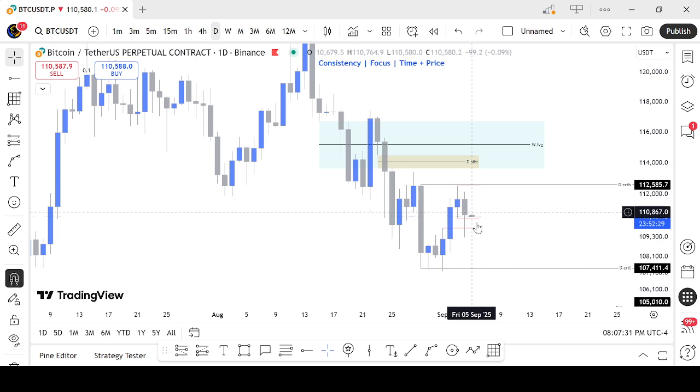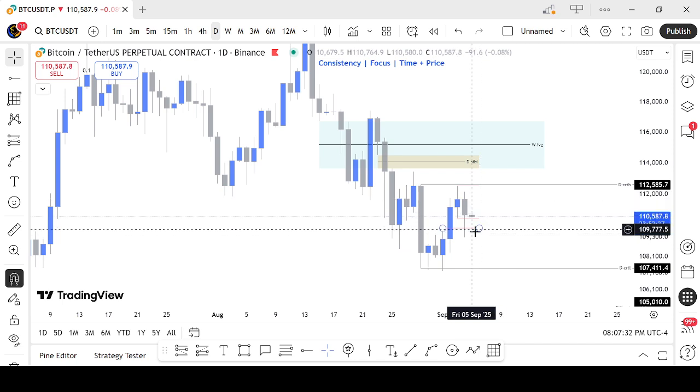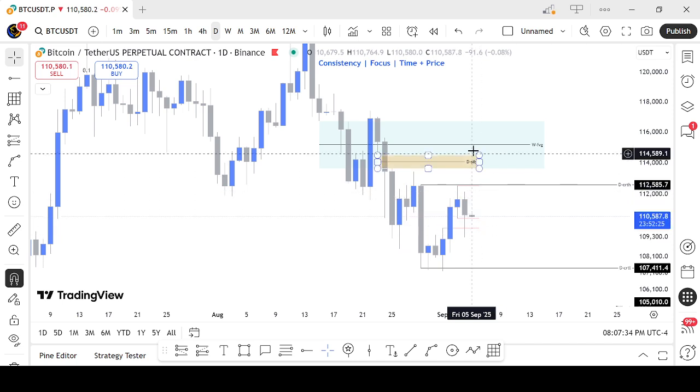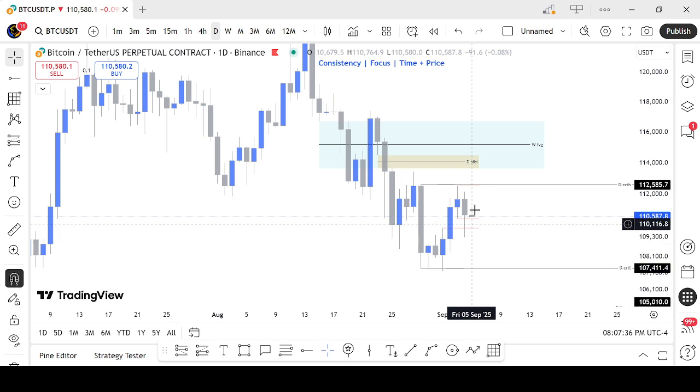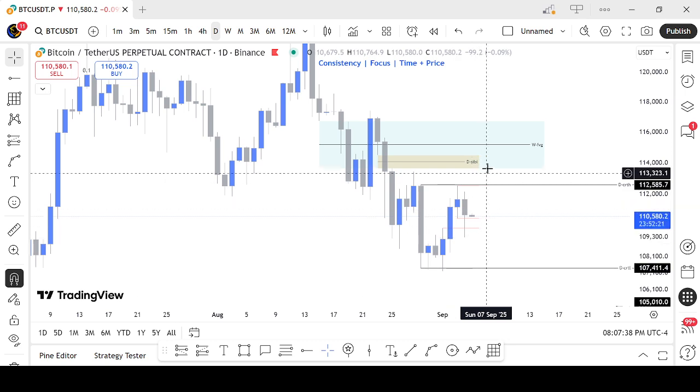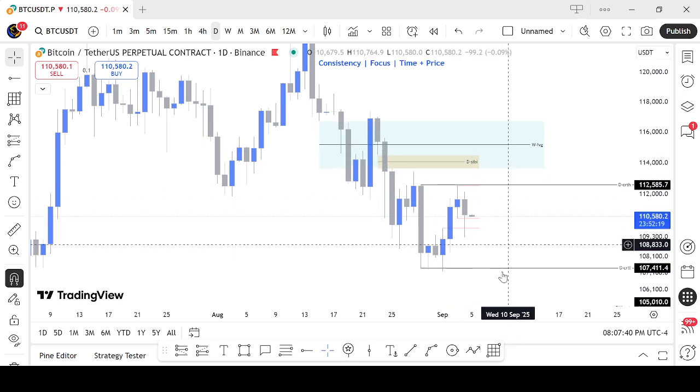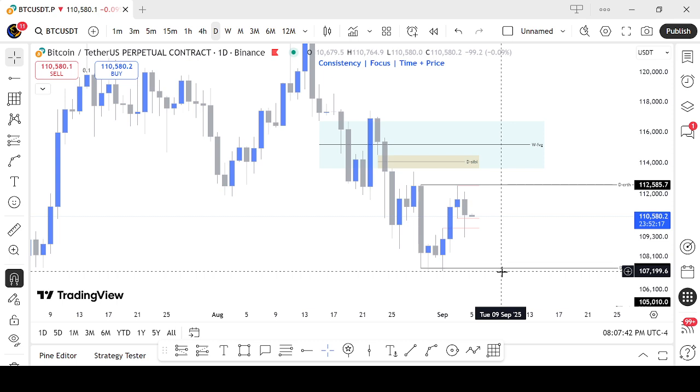Because we are going to remain around this fair value gap or below it before the news event, or we are going to see a sharp move even before the news event, so that price is going to go lower.